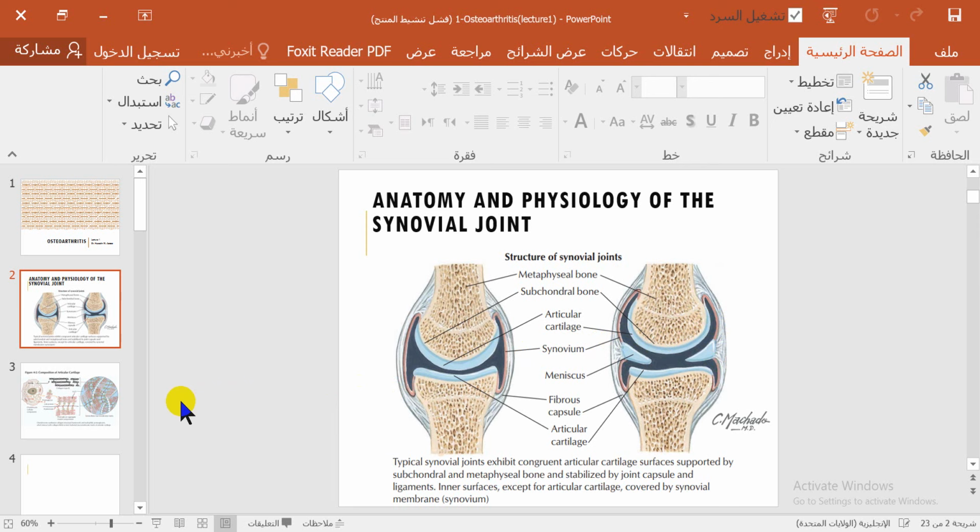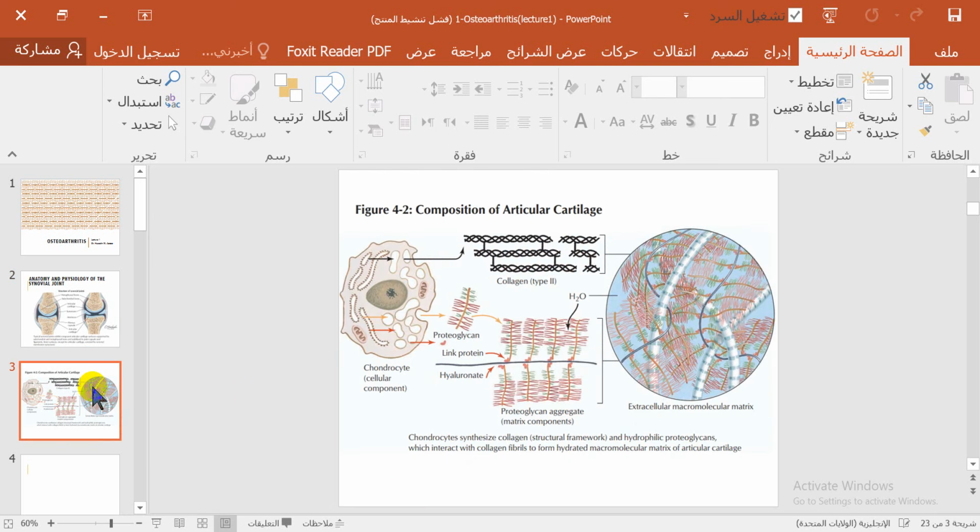You can define osteoarthritis. It is a degenerative process with a reparative process at the same time. That means two pathological conditions going side by side. In some areas there is a degenerative process and disruption, and in other parts of the joint there is a reparative process. And here is the composition of the articular cartilage.